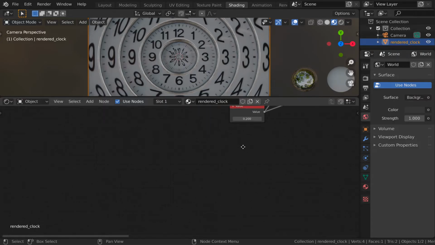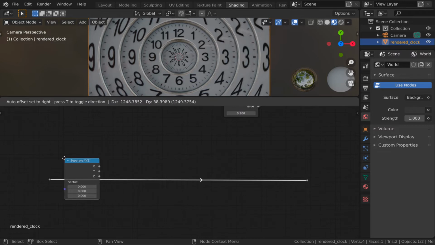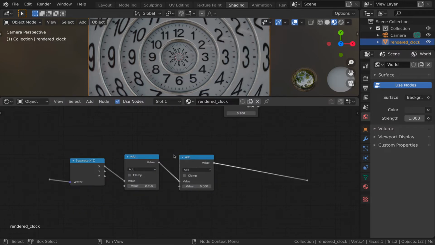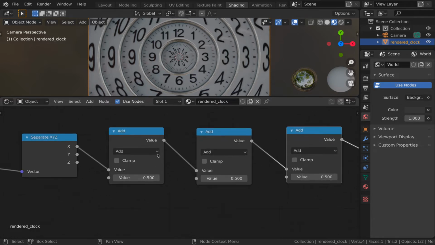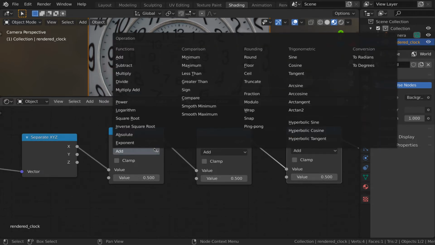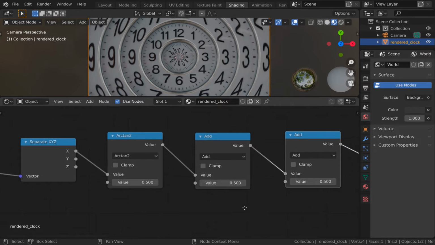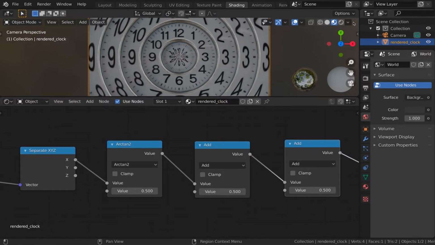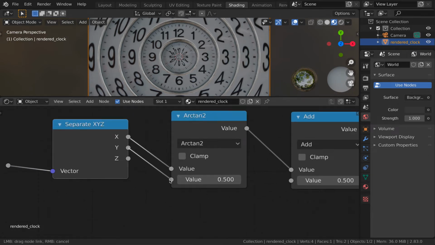Move away from the nodes we've created so far, add two reroute points, and connect them. Between them, insert a separate XYZ node and three math nodes. Set the first math node to the arctan2 function. This function takes the x and y coordinates of a vector and gives you its angle or direction in radians. A value of negative pi is the downward direction, a value of negative pi over 2 is to the left, and so on. Just plug in the x and y outputs from the separate XYZ node.